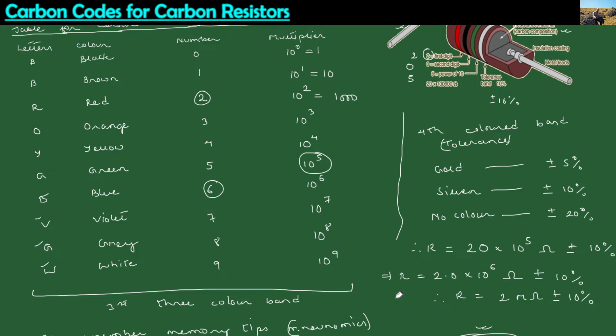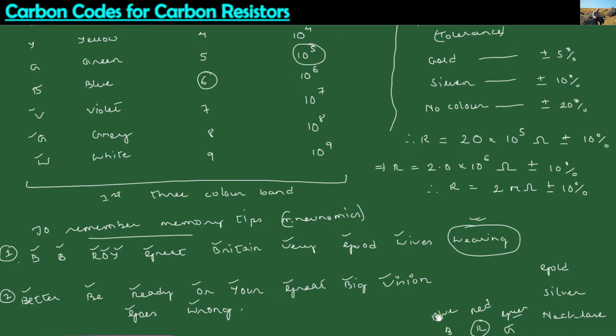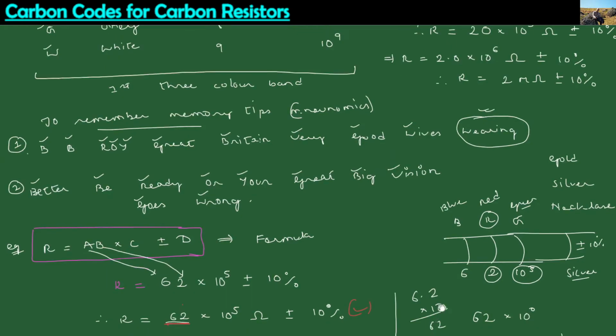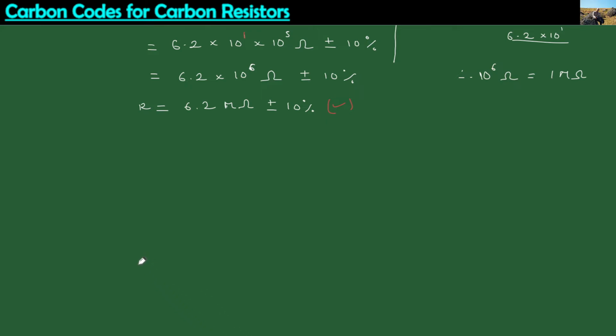In your exams, these are the types of numerical problems which will be asked, based upon the given colored bands or the value of resistance. Let us discuss another example. Suppose the given carbon resistor has a value of 4.8 kilo ohms, and the tolerance is plus minus 5%.